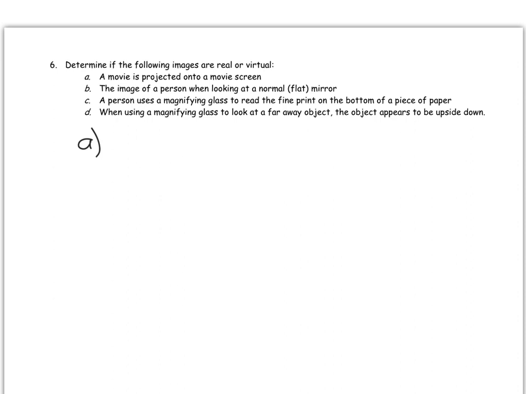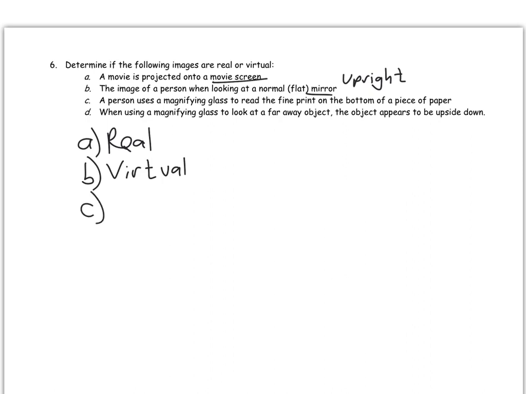For this next one, we want to determine whether or not the images described here are real or virtual. So we're thinking about all the concepts we know about those two types of images. So a movie projected onto a screen, only real images can be projected onto a screen, so that first one must be real. The image of a person when looking at a normal mirror, what we're going to remember with this one is when you're looking at yourself in a mirror, that image is upright. Upright images must be virtual, so that second one's going to be virtual there.